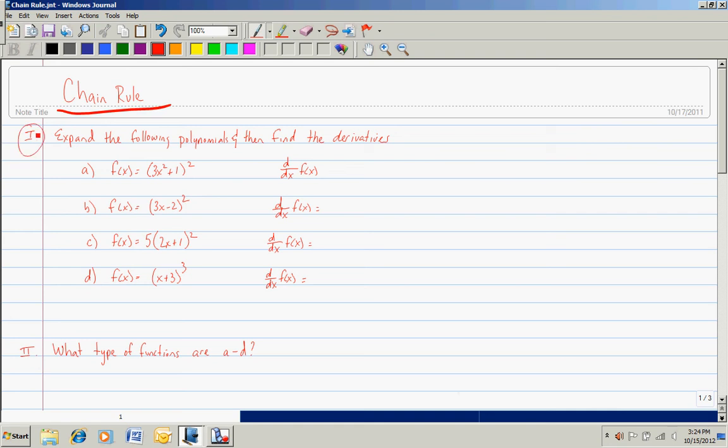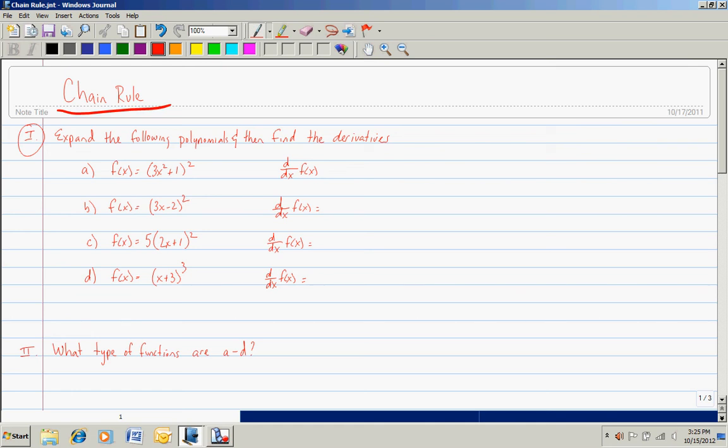What I'd like you to do is to start with problem number 1 here, where you expand the following problems A through D. You can either use the binomial expansion theorem or you can do FOIL to expand these. But take about 3 to 4 minutes here to pause the video and expand problems A through D. When you're finished, you may unpause and watch the rest of the video. So please pause at this time.